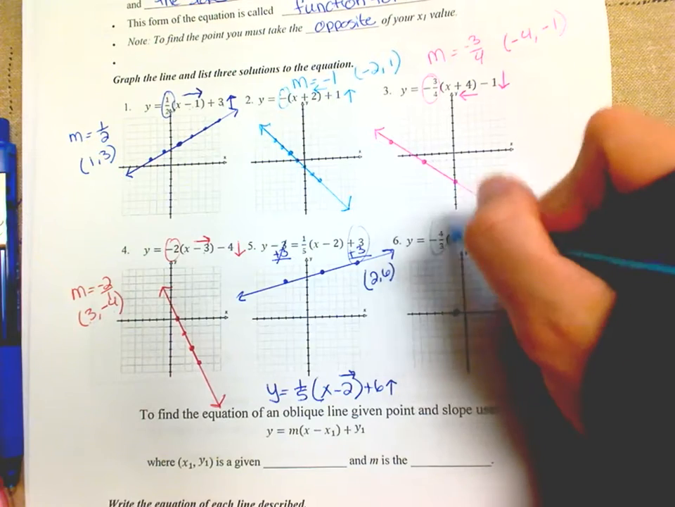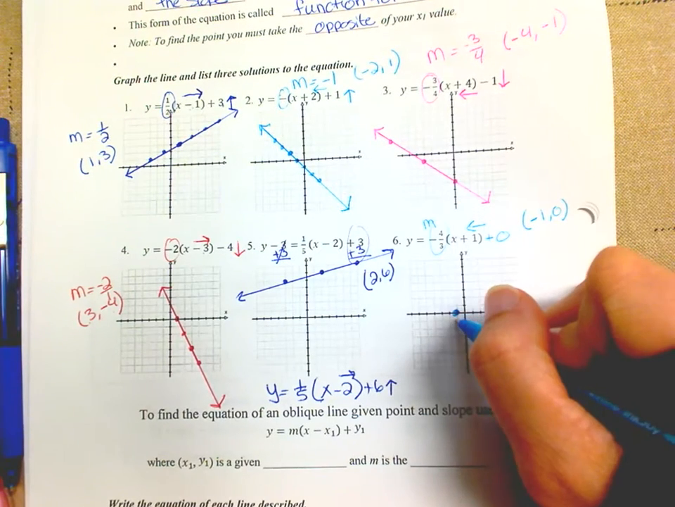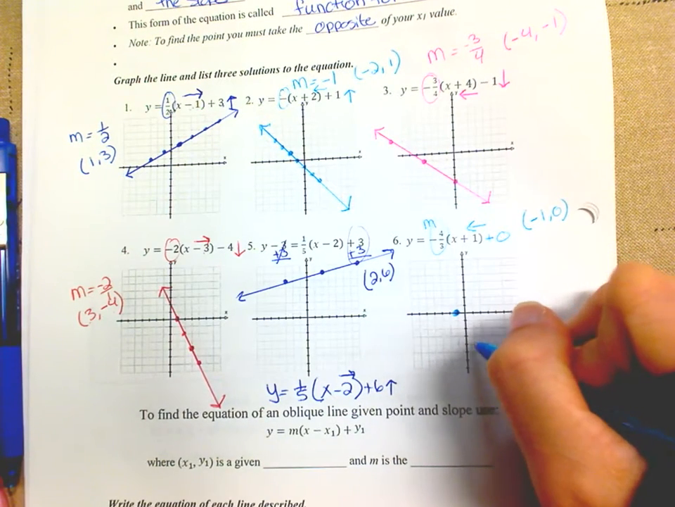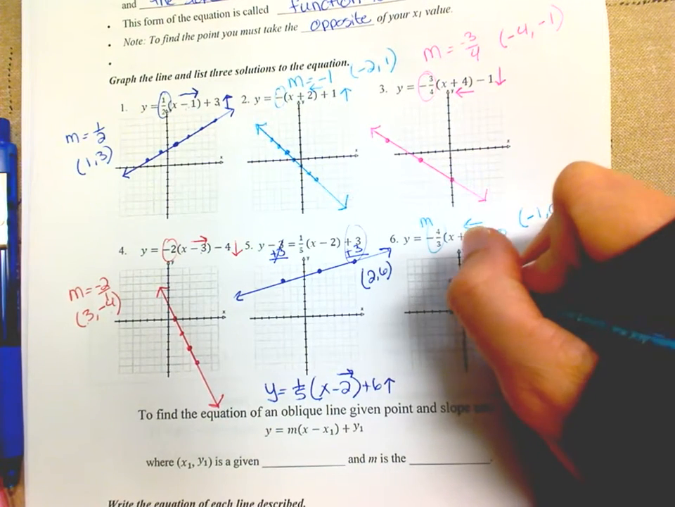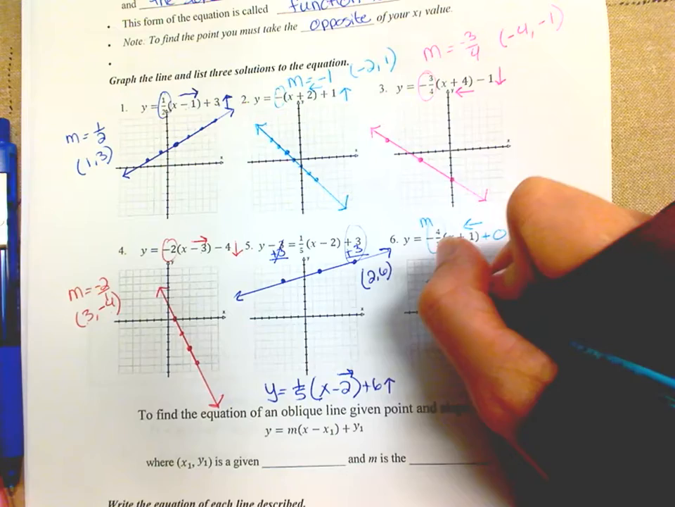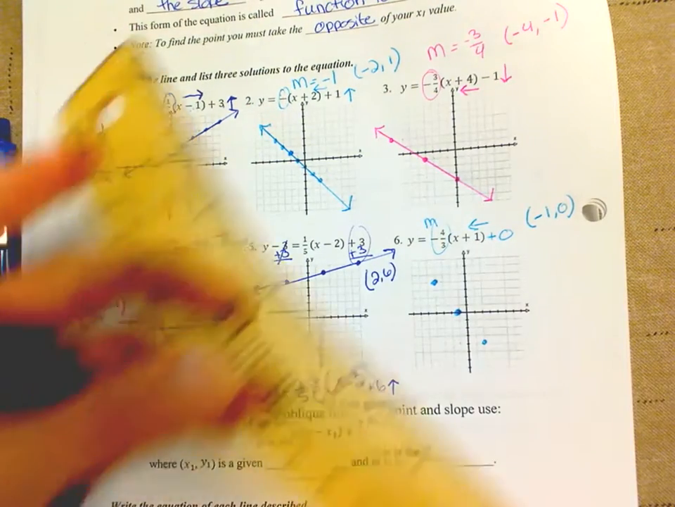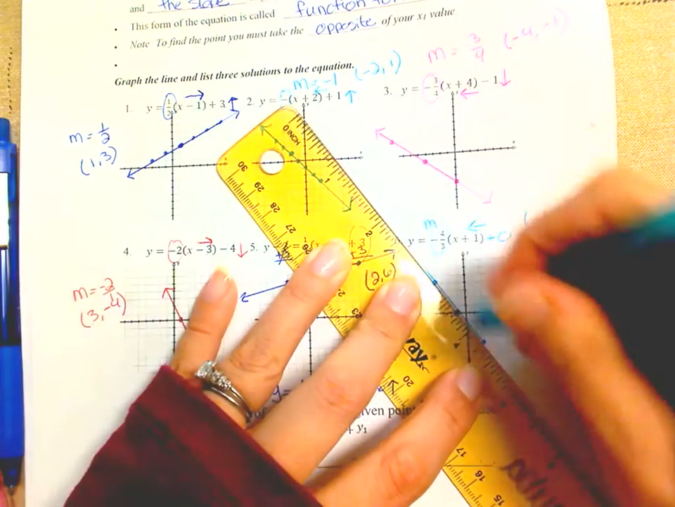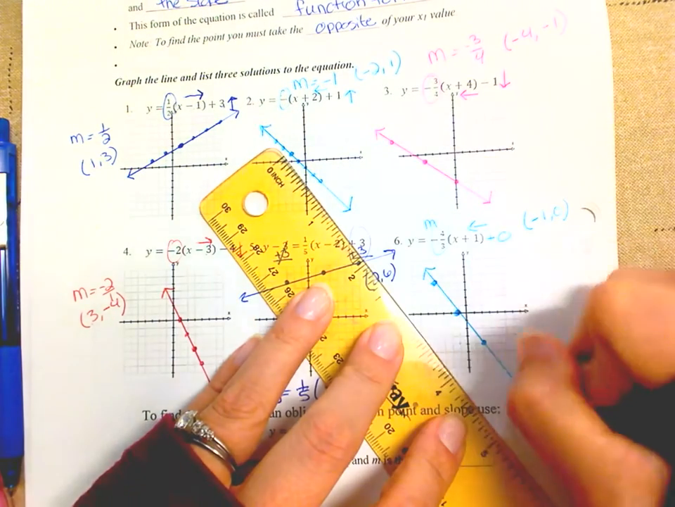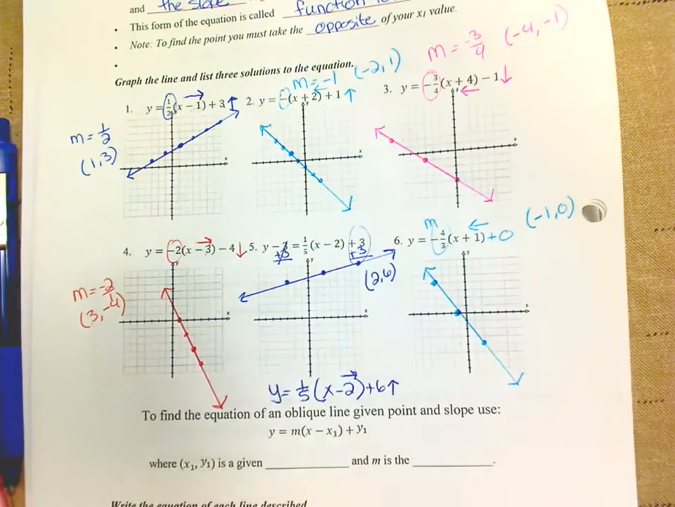And then do your slope. Down 2, 3, 4, 1, 2, 3. Up 2, 3, 4, 1, 2, 3. And there we are. All right.